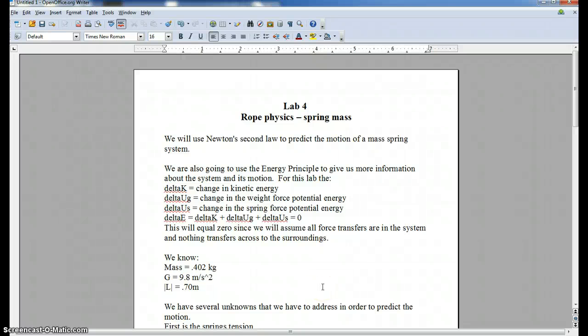Okay, so this is Lab 4, Rope Physics Spring Mass Lab. We're going to be using Newton's second law to predict the motion of a mass spring system. We're also going to be using the energy principle to give us more information about the system and its motions.